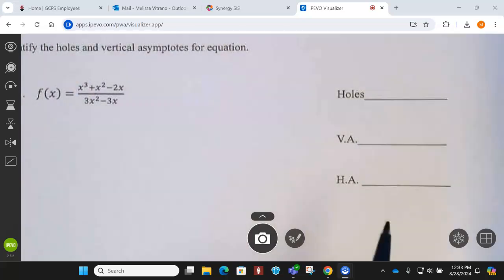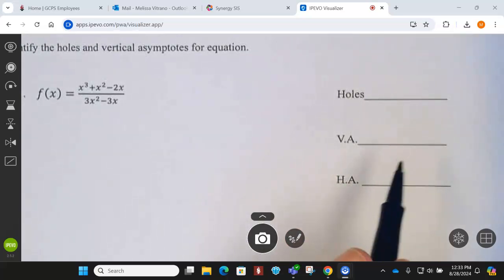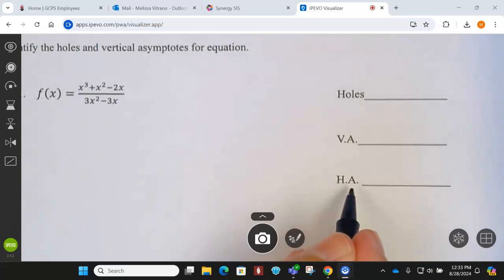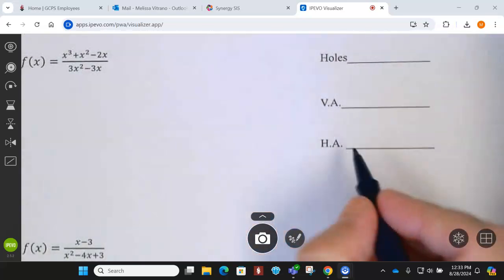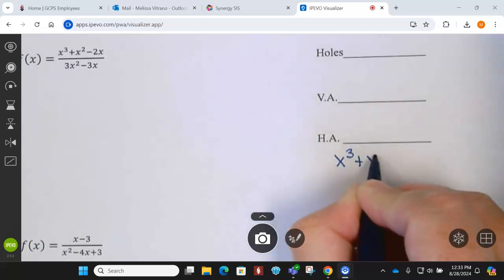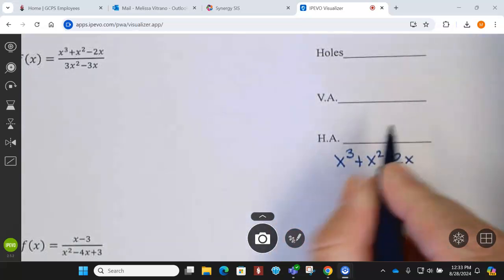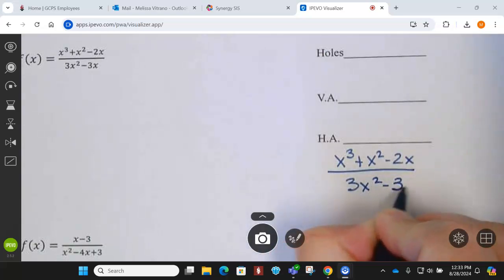So here we're asking for holes, vertical asymptote, and any horizontal. Let's go ahead and handle horizontal first. I'm going to write it over here so I don't mess the problem up. So we get x cubed plus x squared minus 2x all over 3x squared minus 3x.